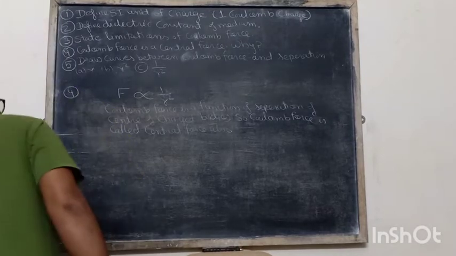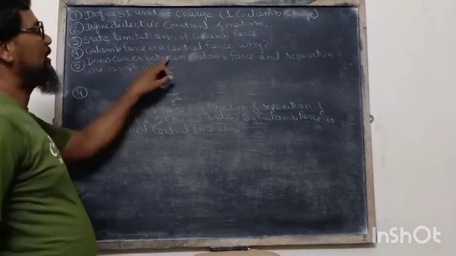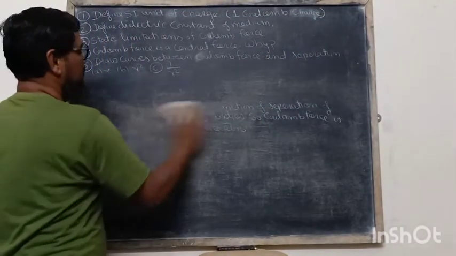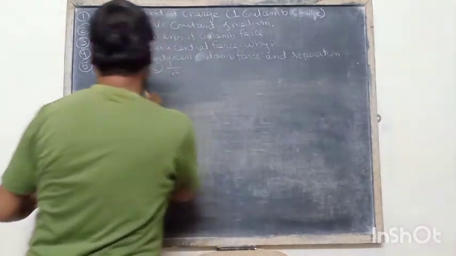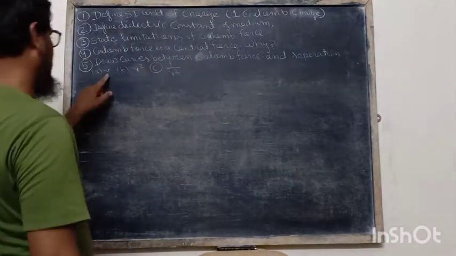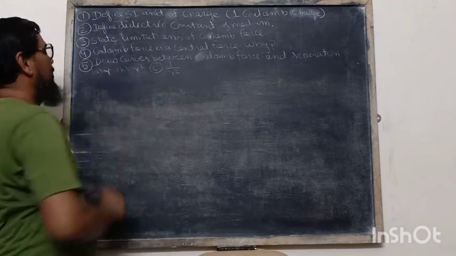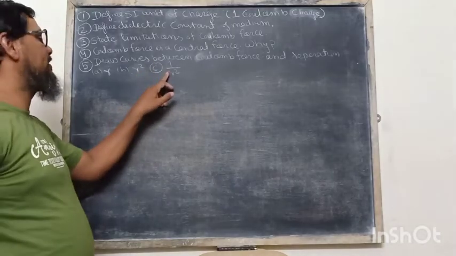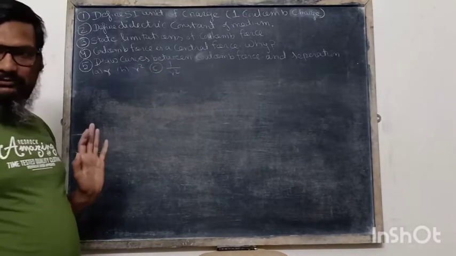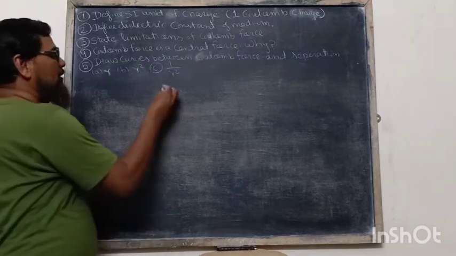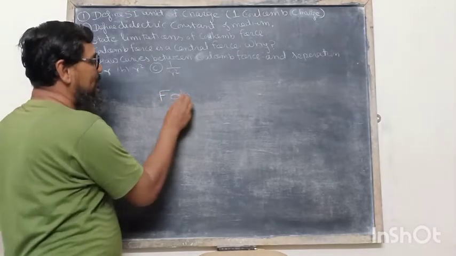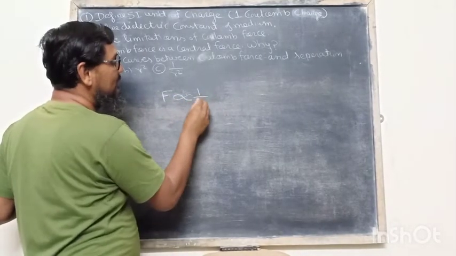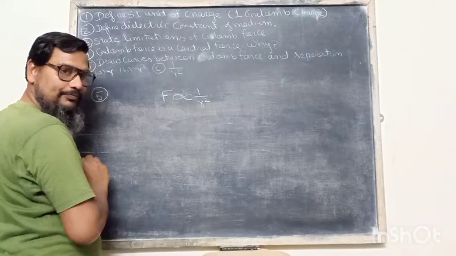Now we move to question number 5. Draw curve between Coulomb force and separation R. Coulomb force is not directly proportional to R. It is the curve between force and the square of separation of charges, and it is 1 upon R square. So first of all, we know that F is inversely proportional to R square. This is the answer of question number 5.